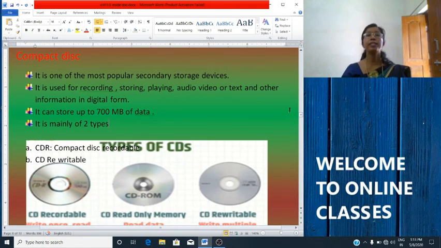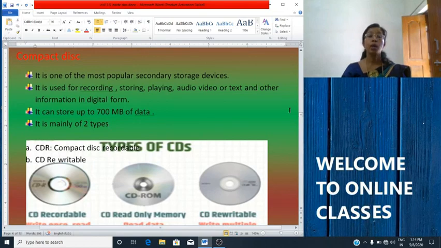The second type is CDRW, compact disc rewritable. In this type of CD, you can erase the data and new data can be recorded on it. Okay, you can see the picture of CD. I know already you have seen the CD. You may be using it for your video games and musics or maybe a movie CD, isn't it?